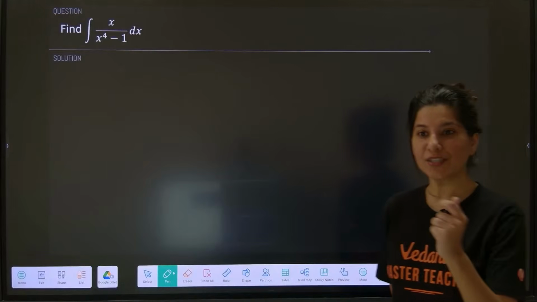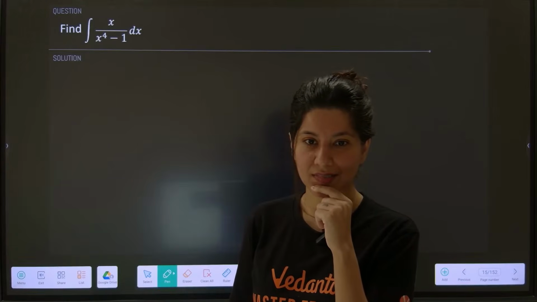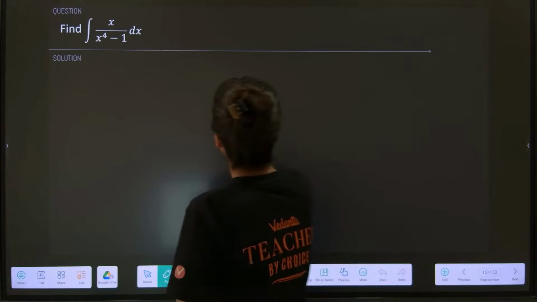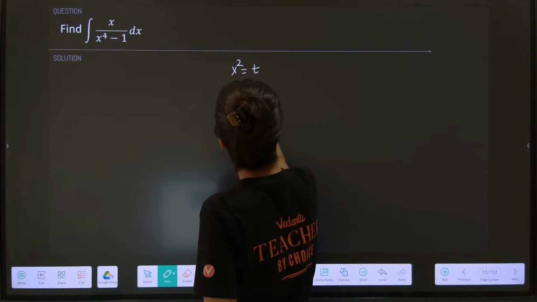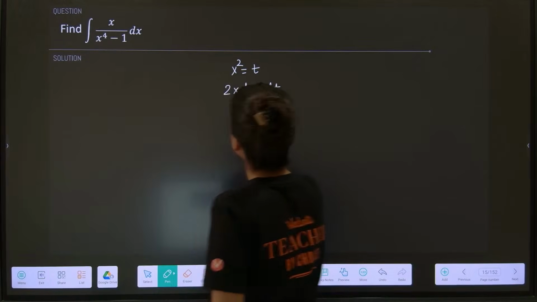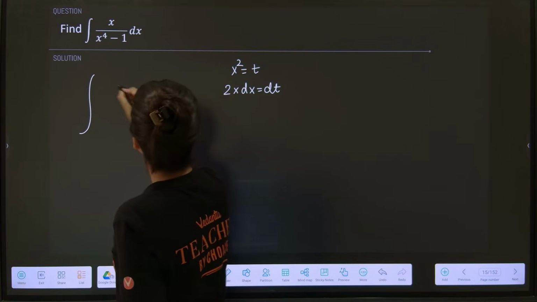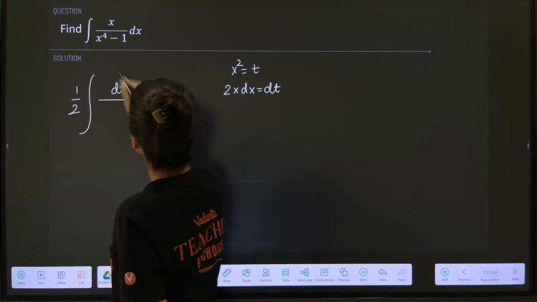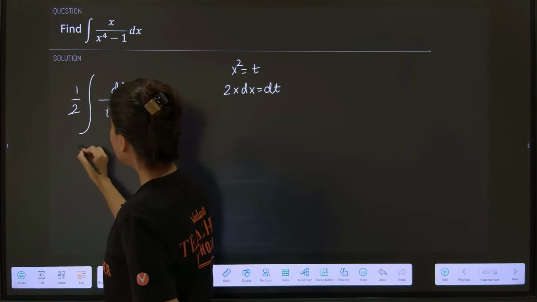Now what will you put as t? Quickly. Now it should strike quickly in your brain. Yes, Gokul. Put x square equals t, because then 2x dx will become dt. So over here, x dx will be dt upon 2. And this is what? Now x to the power 4 is t square, minus 1. Okay, so 1 by 2.